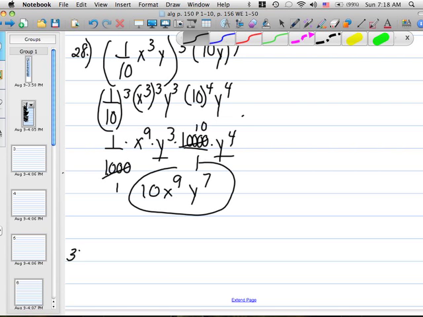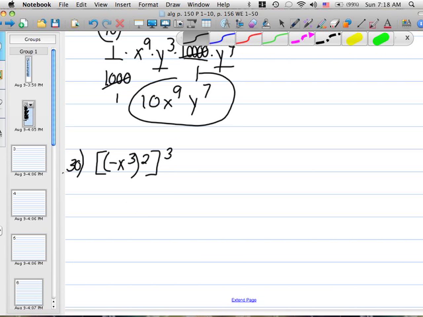Problem number 30. We have a nested grouping, the brackets, then we have the opposite of x cubed, then squared, then cubed. And to do these, you have to work from the inside out. So you take negative x cubed and you square it first.